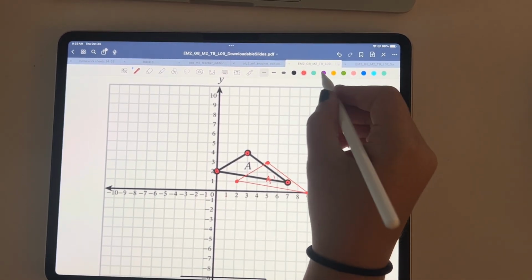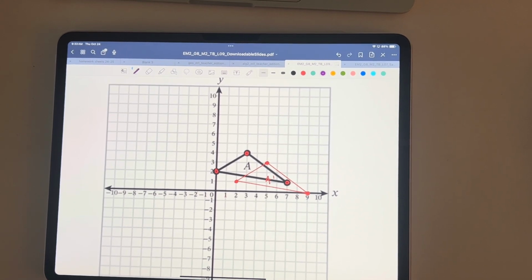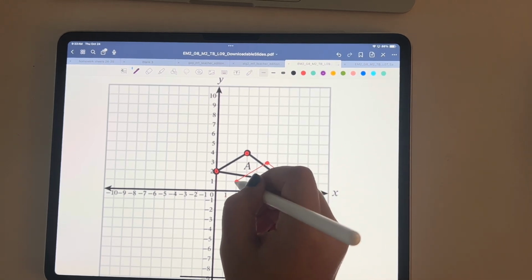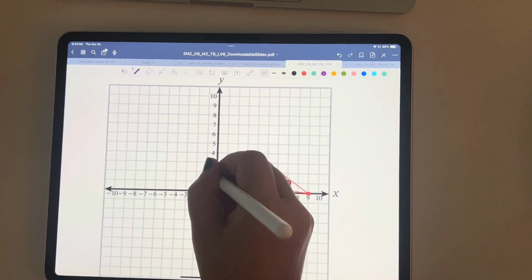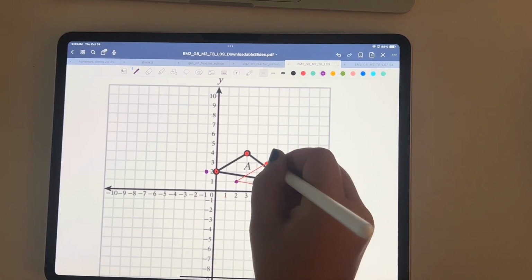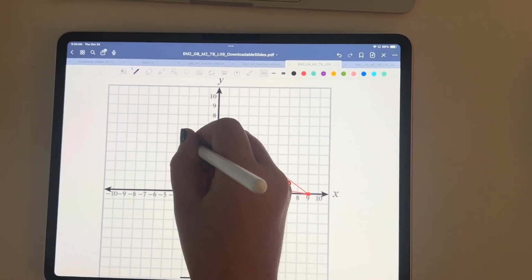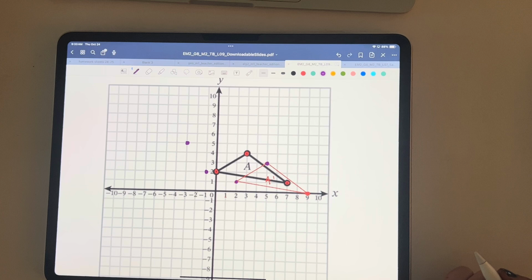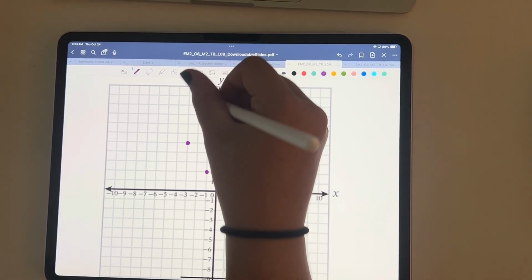Okay. So here's our A prime. I know it's hard to see. From there, we're now rotating 90 degrees counterclockwise, which is going to take us into the second quadrant. So we switch our x's and y's. So our 2, 1 becomes negative 1, 2. That's what I did. Okay, great. 5, 3 becomes negative 3, 5. And 9, 0 becomes 0, 9.